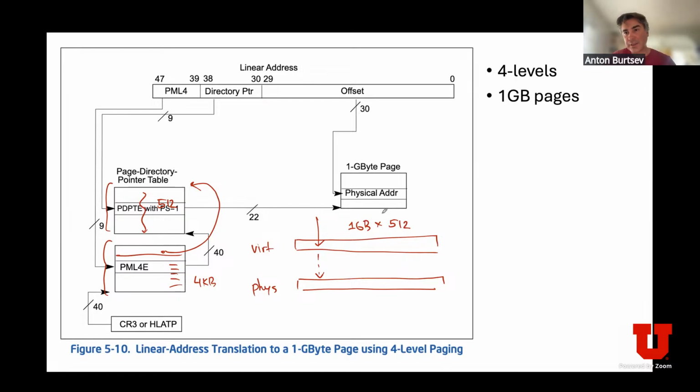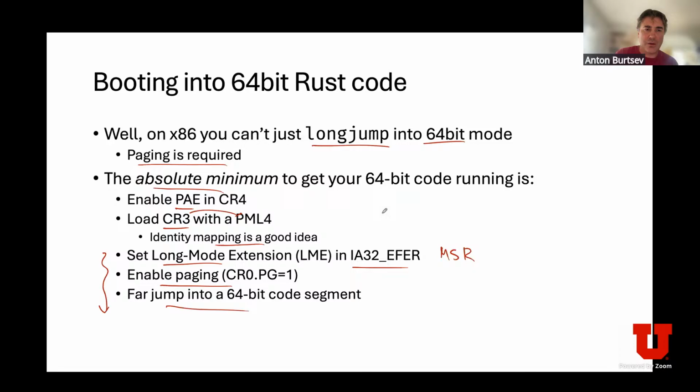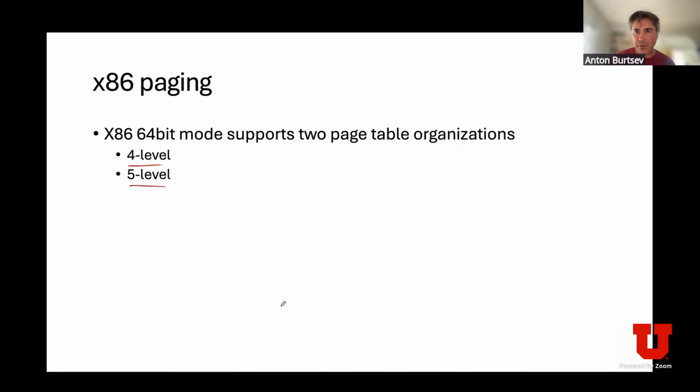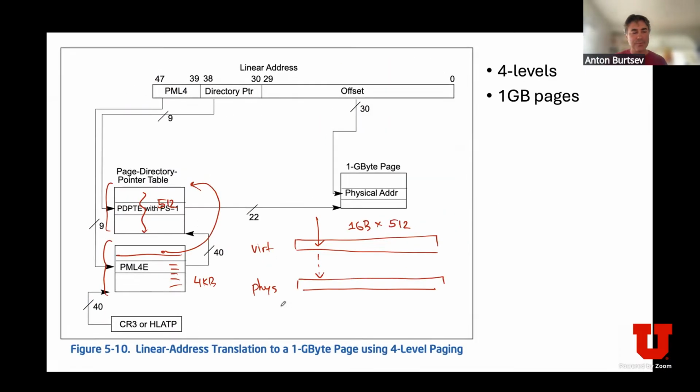But that's essentially it: if we construct this page table, with whatever minimal steps, we'll get into this 64-bit code. That's what I wanted to get to today. Make sense? Any questions?